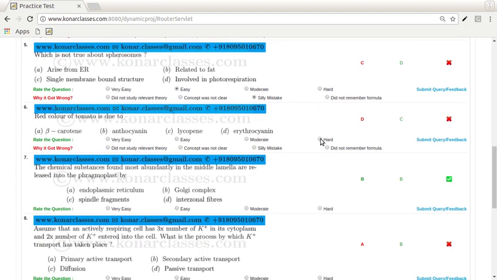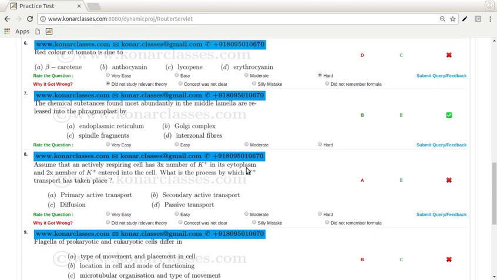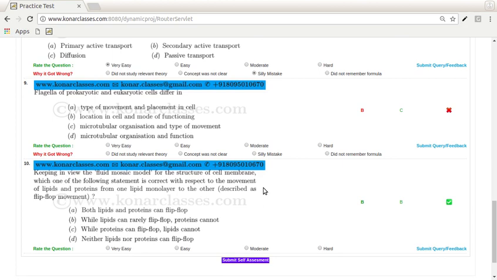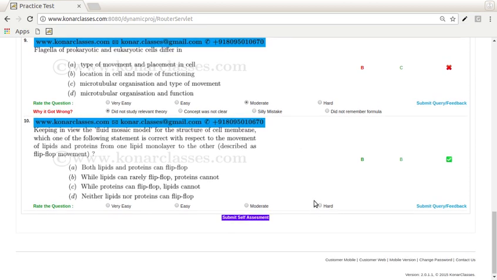Sixth one, you say it is hard and you did not study the relevant theory. Seventh one, you tell it is a hard question, but your answer was wrong, though you feel it is a hard question. Eighth one, you write it is a very easy question, but it went wrong due to a silly mistake. Ninth one, you see the question is moderate, and it went wrong because you did not study the relevant theory. And question 10 is right, and you rate the question as moderate.